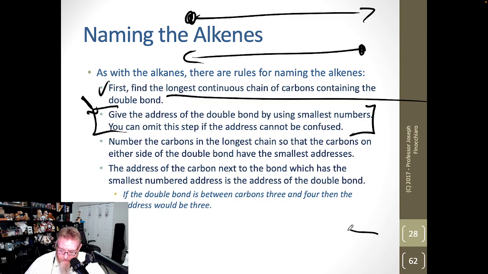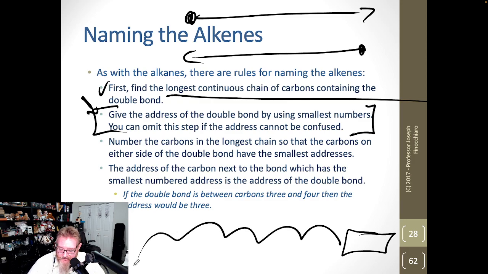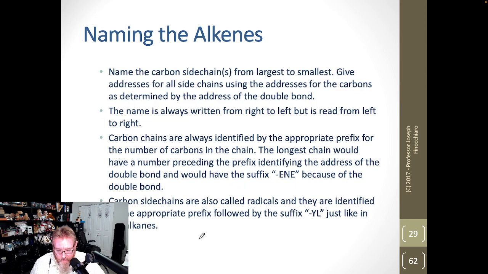How you name it? Same exact thing. You name the largest, and then you name all the side chains. Then you're going to put a number where the bond is, and all the other numbers for all the side chains. Now, the book gives you this. The address of the carbon next to the bond, which has the smallest numbered address, is the address of the double bond. So if it's between 3 and 4, then the address would be 3. Let's get to an example, show you how the book wants you to do it, and let me show you something a little bit simpler. At least what I think is simpler.